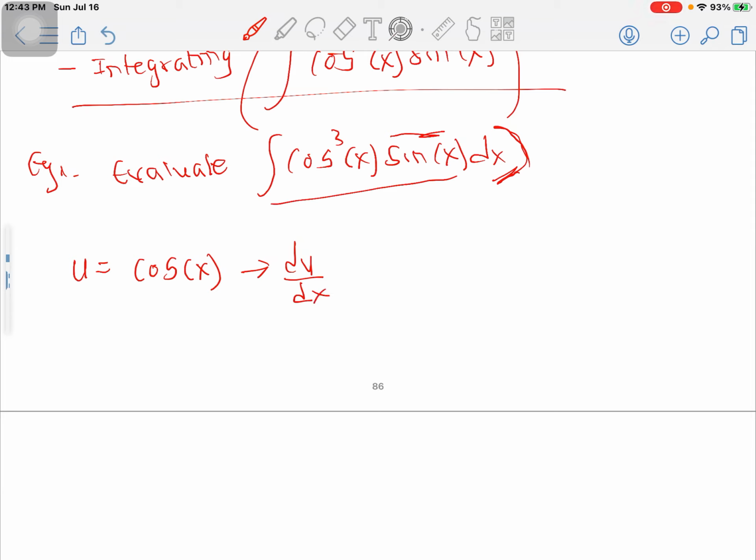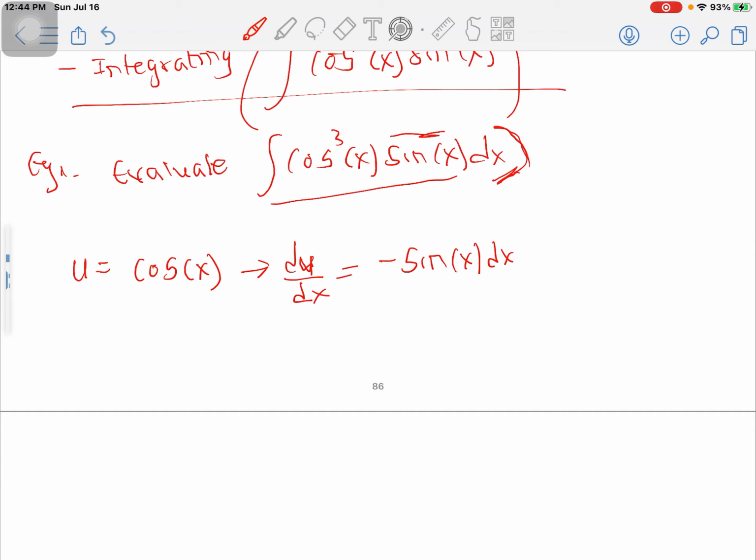Therefore, our du dx, as we did in our u substitution, is equal to negative sine x dx. As I said, the differential of cos and sine should be at your fingertips together with their integrals, because one is the reverse of the other.